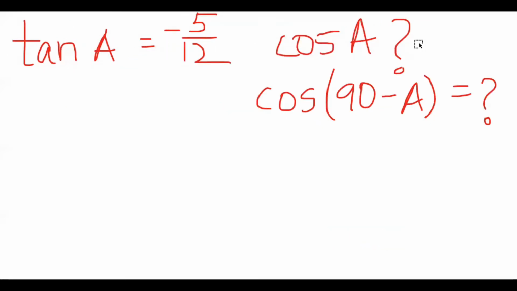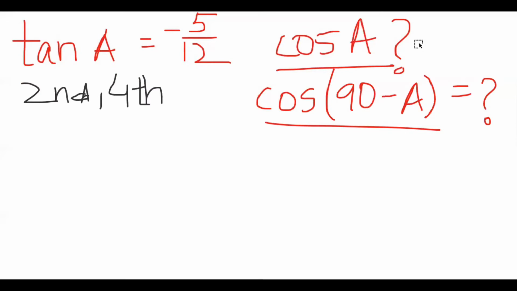The question tells us that tan A is negative 5 over 12 and tan A and cos A have opposite signs. We need to find the value of cos A and cos 90 degrees minus A. Now you need to understand that tan is always negative in the second and fourth quadrants. So we have two options and we need to now further choose one of the quadrants. So the second information given to us is tan A and cos A have opposite signs.